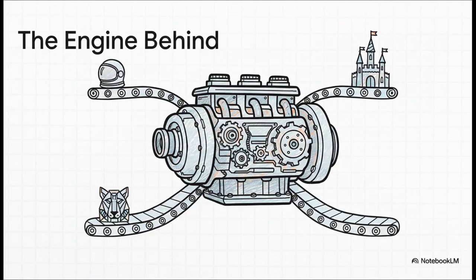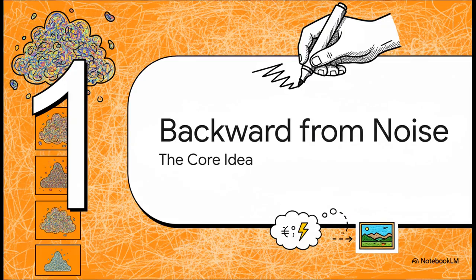And look, this isn't some obscure niche tech we're talking about. This is the fundamental engine that powers the biggest names out there. The AI image generators you use every day, Stable Diffusion, Midjourney, DALL-E, they're all built on this blueprint. All right, first up, painting backwards from noise. This gets right to the core idea of diffusion.